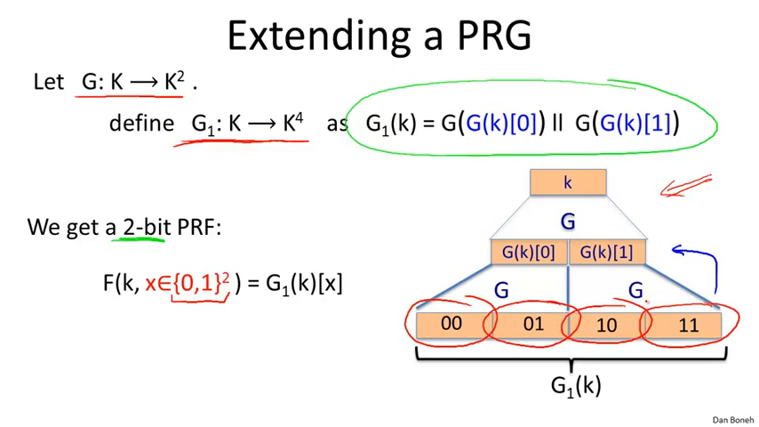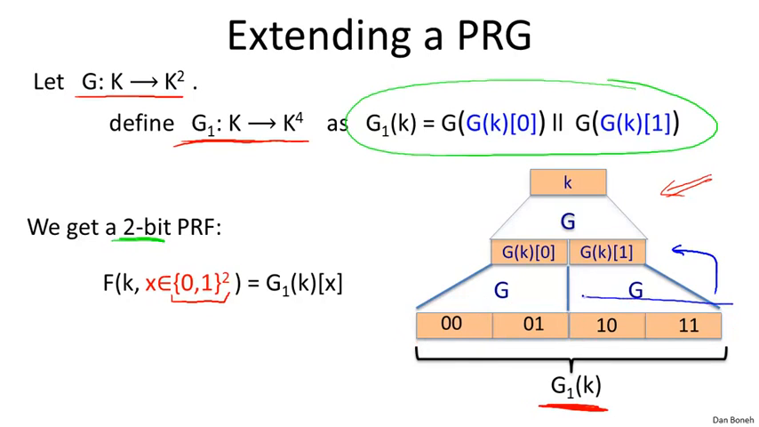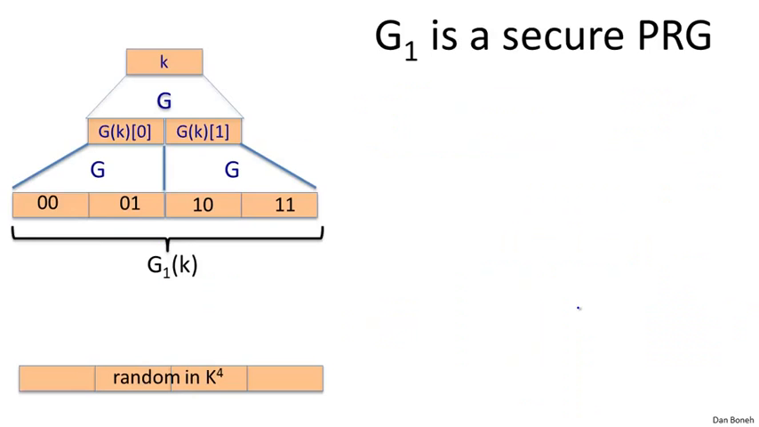So the question you should be asking me is, why is this G1(k) secure? Why is it a secure PRG? That is, why is this quadruple of outputs indistinguishable from random? And so let's do a quick proof of this. We'll just do a simple proof by pictures.